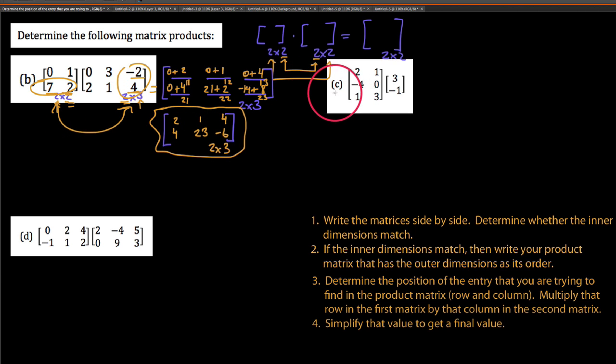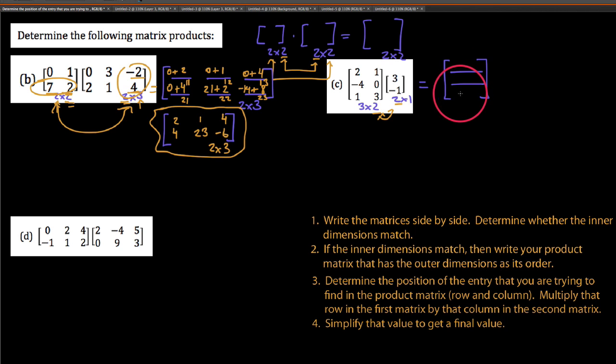So taking a look at letter C, I like this as an example because to do all these steps here, the first thing is we write them side by side and determine whether the inner dimensions match. Well, our dimensions here are 3 rows by 2 columns. And then this matrix here has 2 horizontal rows, but only 1 column. So we get a 3 by 2 times a 2 by 1. So in this case, we can take a 3 by 2 times a 2 by 1 here because the inner dimensions match. And then the size of the answer that we would get would be a 3 by 1.